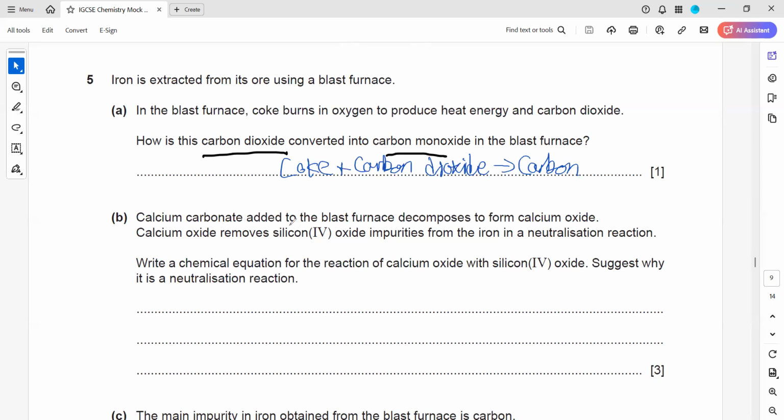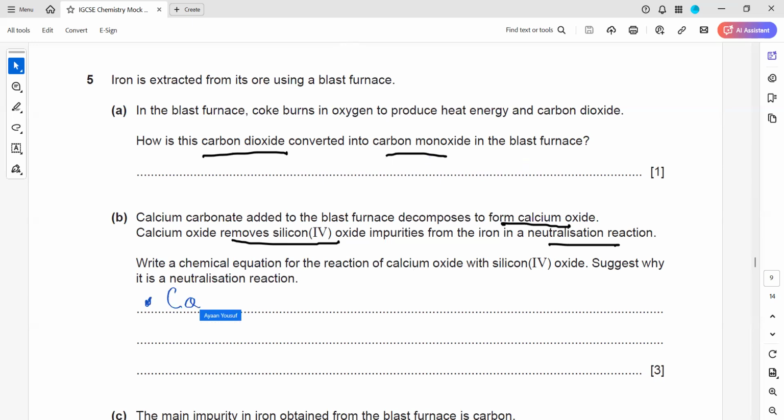The calcium carbonate added to the blast furnace decomposes to form calcium oxide, and calcium oxide removes silicon(IV) oxide impurities from the iron in a neutralization reaction. Write a chemical equation and explain why it is a neutralization. Calcium oxide is a metal oxide, or a basic oxide, and silicon oxide is a non-metal oxide, which is also an acidic oxide. So when an acidic oxide reacts with a basic oxide, it will form a salt.